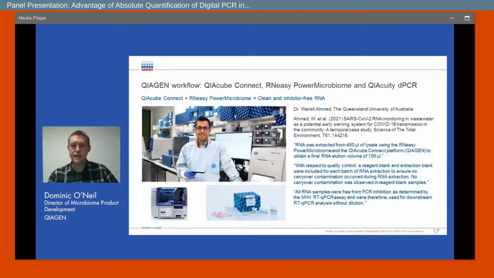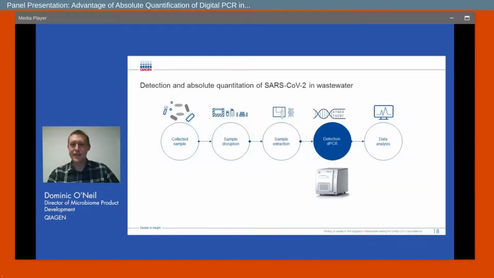And here I'd like to just leave off with another excerpt from a paper by Dr. Ahmed, concluding that extraction of lysate using the RNeasy Power Microbiome and Kai Acuity Connect platform to obtain high quality RNA is highly suitable for wastewater analysis. Thank you for your attention, and I'll hand it over to Colin for the digital PCR portion. Thank you.